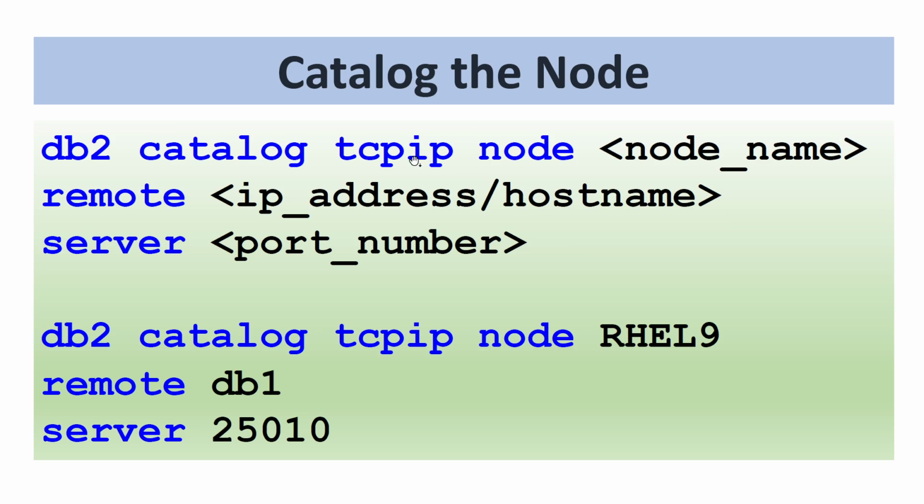Once the instance has been created, catalog the node. To catalog the node, you will use db2 catalog tcpip node, node name, which can be of your choice, then remote IP address or host name. This can be the IP address of the server where the database is running, or the host name of that server, and the port number of that DB2 instance. So let's give an example: db2 catalog tcpip node RHEL9, whatever of your choice, remote DB1, so the database is running on DB1, and the port where the database is running is 25010.